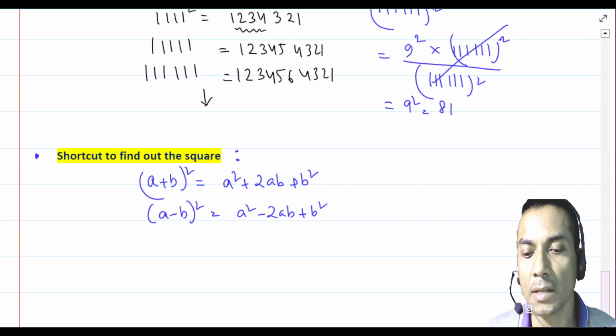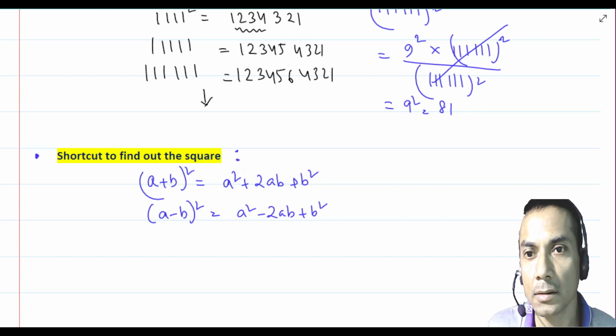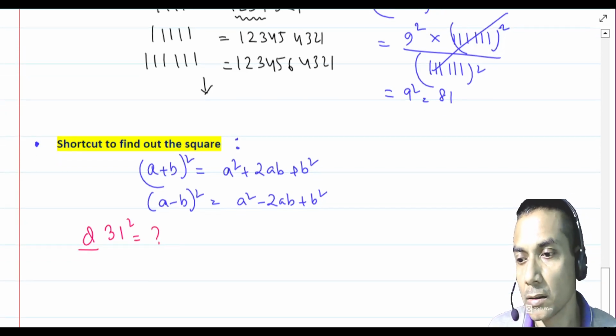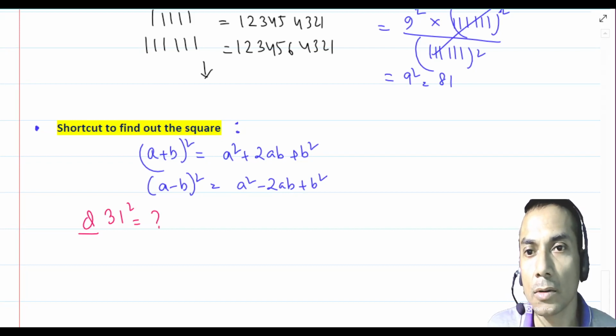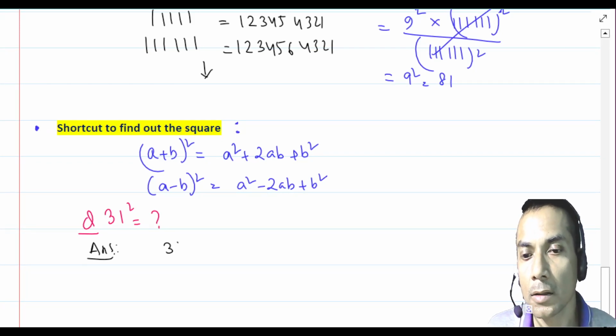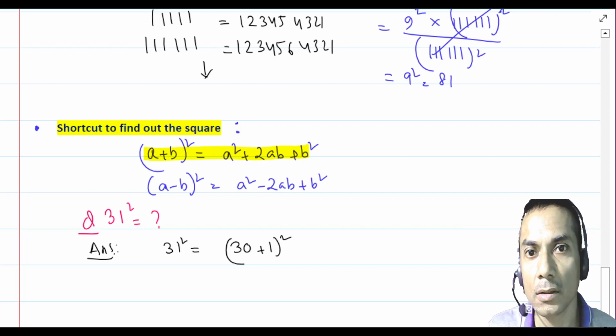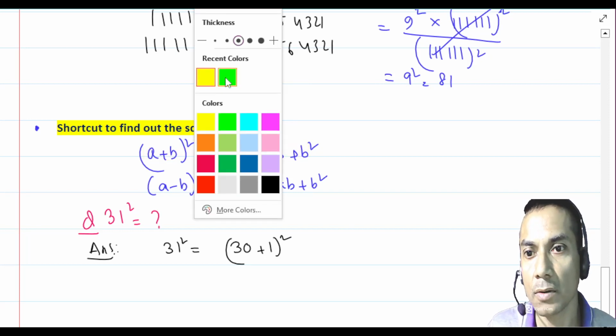So let's give an example. The number is 31. The question given is to find the value of 31 square; it can be a larger number. So how can you find 31 square? The answer will be like this: 31 square is equal to 30 plus 1, whole square. So apply the first formula.